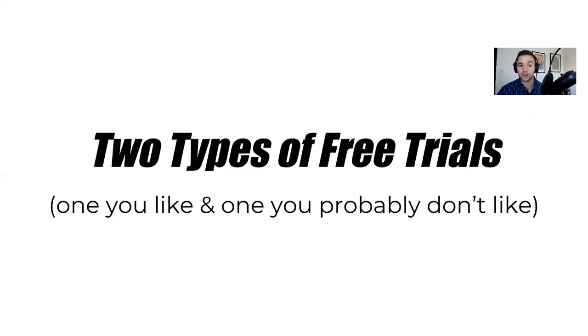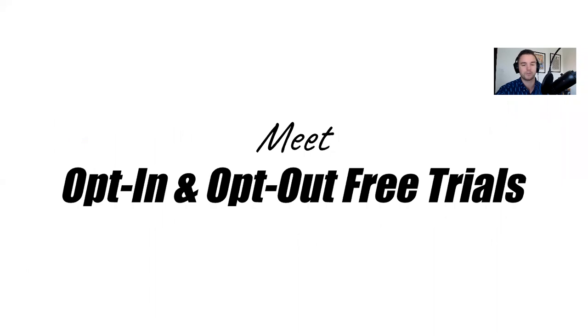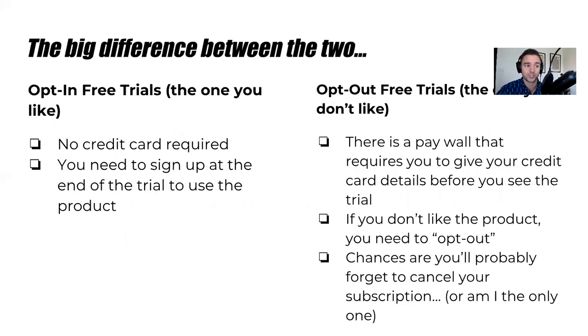And so there are two types of free trials here. There is the opt-in, opt-out. Now, there's one of these that we like, and one of these I'm going to say most of us probably don't like too much. So the opt-in free trial is the one without the credit card. Yay. So we actually have to give them the credit card if we want to opt into paying for the product. See how that naming convention works?